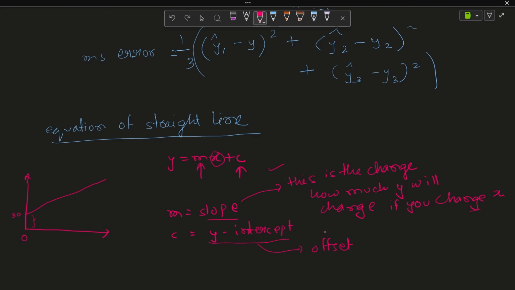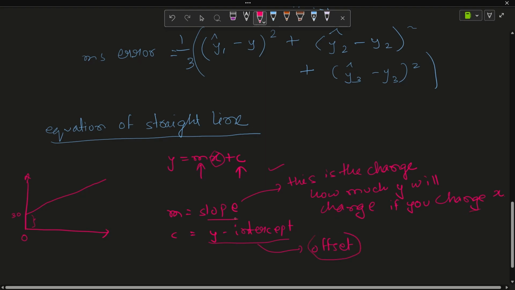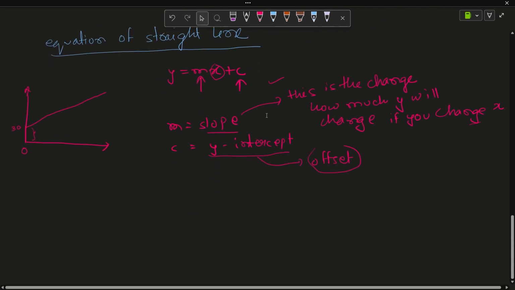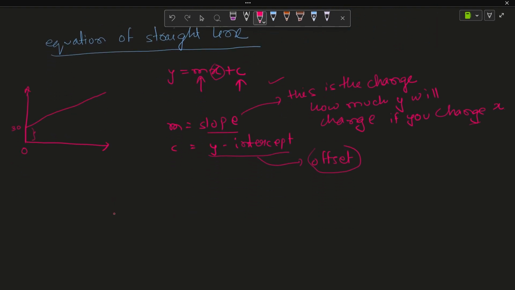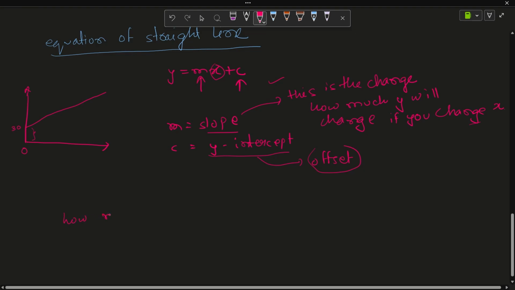And this is the y, this is the offset. All right, so this is the slope. If you change x, how much will y change? So y, m and c. How do m and c change this line? Our ultimate goal is to find the line which correctly represents all the points. How m and c represent the line.